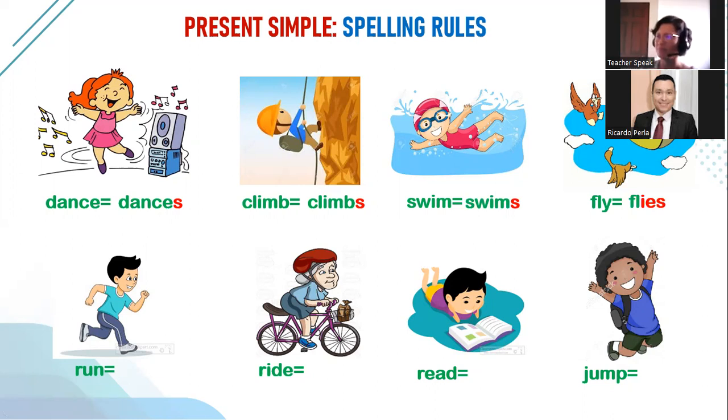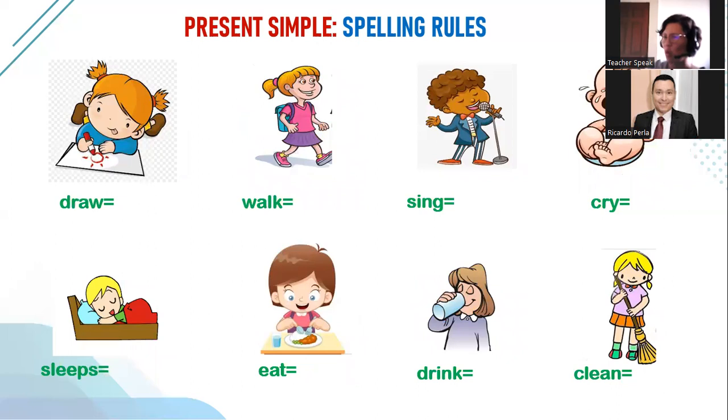What about run? Only S. Correct, right? What about ride? Only S, right? What about read? Only S. What about jump? Only S. Correct, okay? Now, take a look at these verbs. We have the verb draw. What do you think?